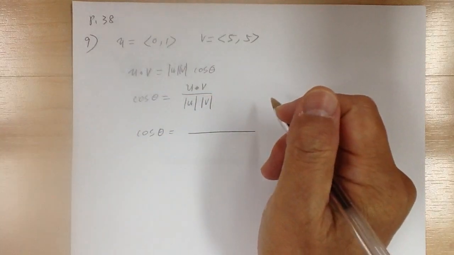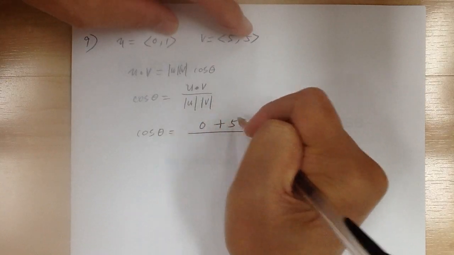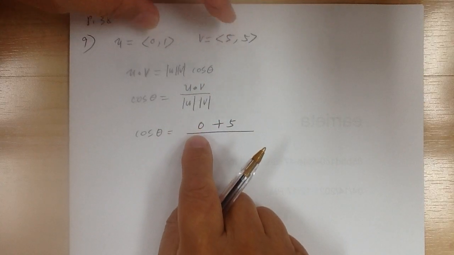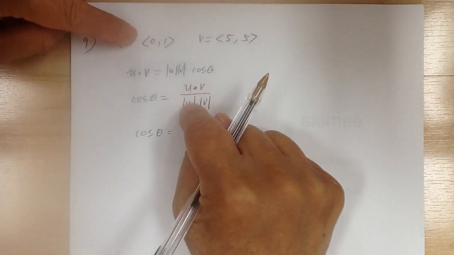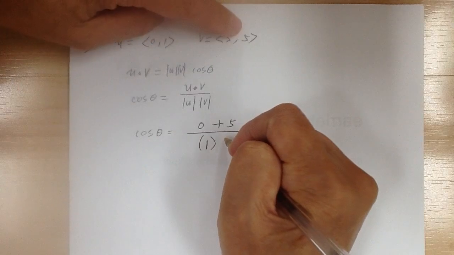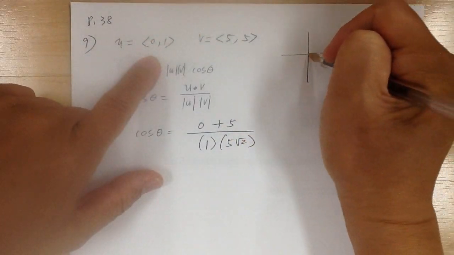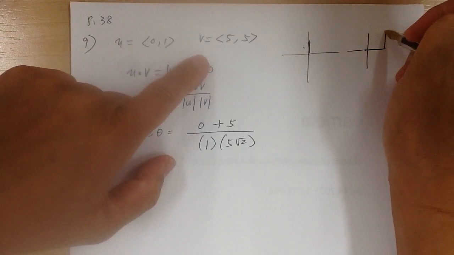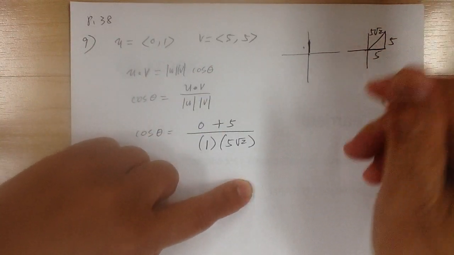Okay, so u dot v, it'd be 0 plus 5, right? So again, u dot v would be this times this. And then the length. The length of 0, 1 would be equal to 1. The length of 5, 5 would be 5 square root of 2. You can just draw your triangle. You got 0, 1, so there would be a length of 1. This one you got 5, 5, so you can use your special triangle, so it would be 5 square root of 2.